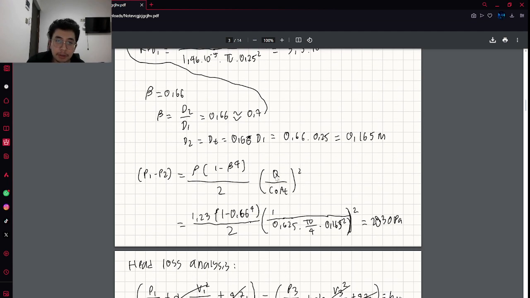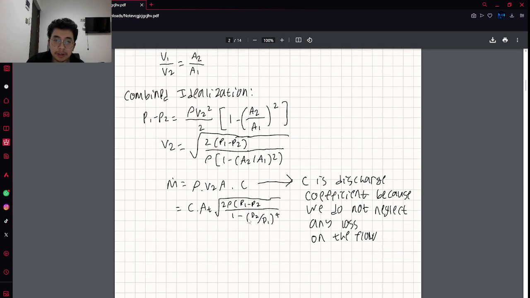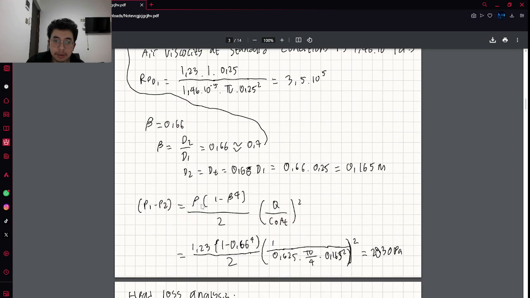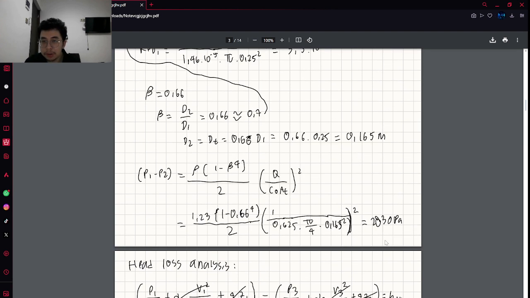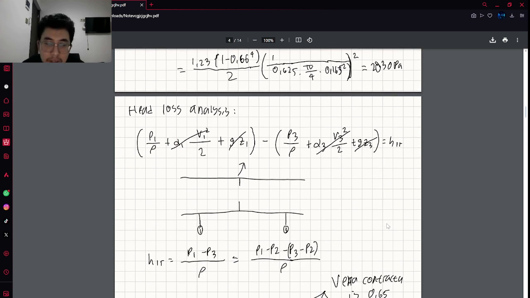Then we get to this part right here. From this part we get the density. Finally, I know the English of massa jenis. Density times 1 minus beta to the 4th divided by 2 times this part, and then we get the delta pressure, which is 2830 Pa.